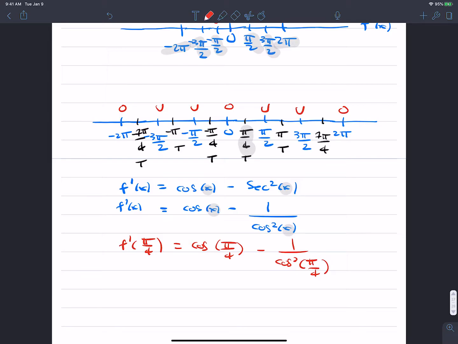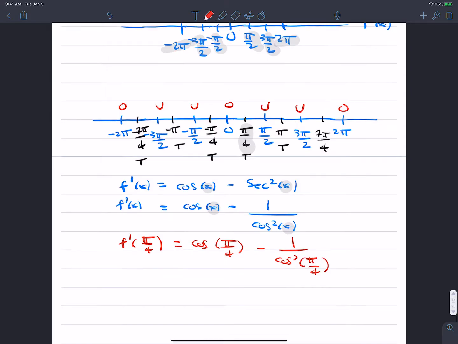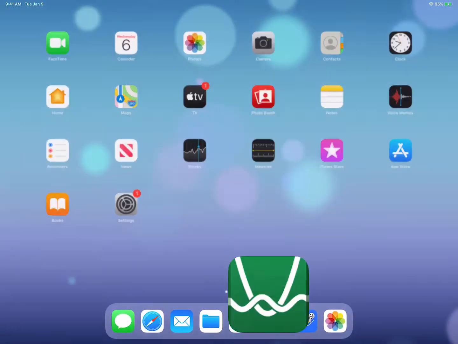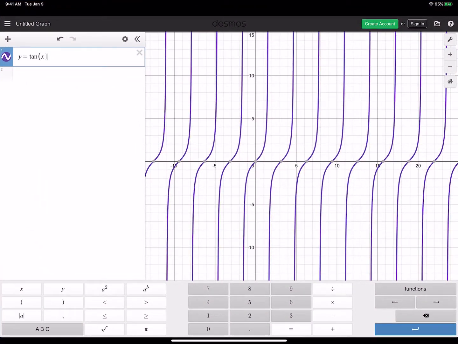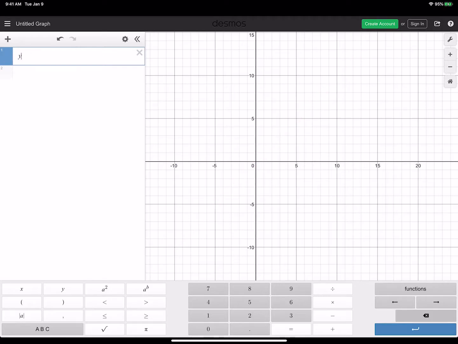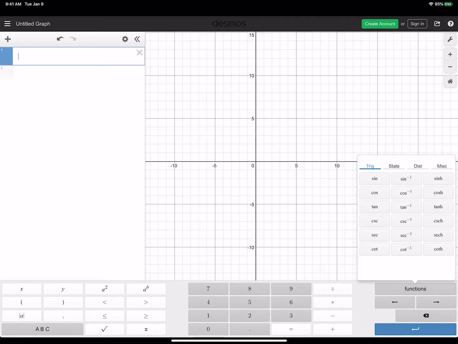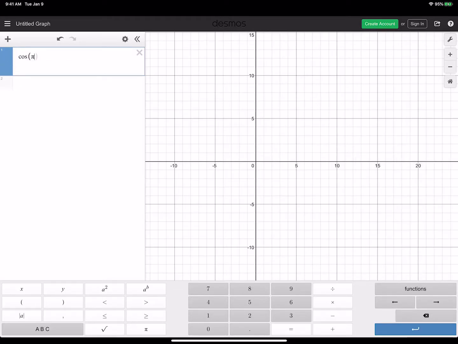Now, I could do the arithmetic. We just talked about this in great detail, but we're running out of time. So I'm going to try something here. I'm going to try putting it here. We're going to have what? Cosine of pi divided by 4. Okay, is that right?